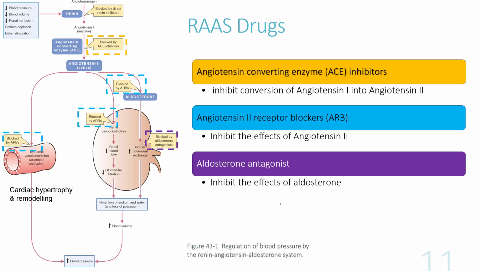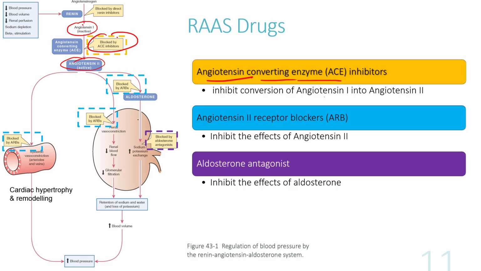When we look at drugs that act on the RAAS system, you can see that it can act in 3 different ways. So we're going to look at these 3 drugs. So the first set of drugs we're going to look at is ACE inhibitors. So ACE inhibitors basically block the angiotensin converting enzyme. So they work over here, right? They stop angiotensin 1 from being converted to angiotensin 2.